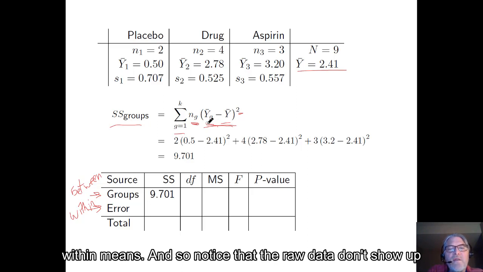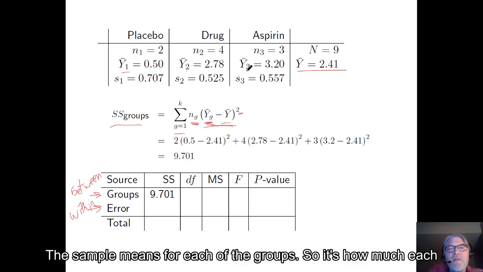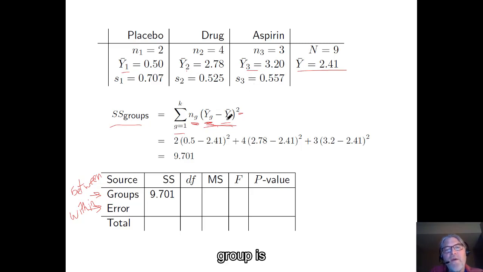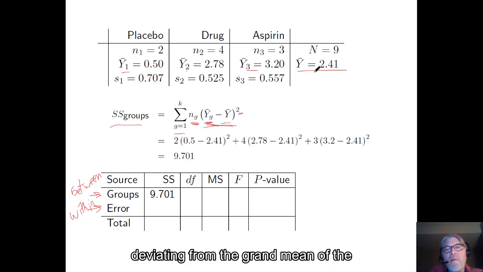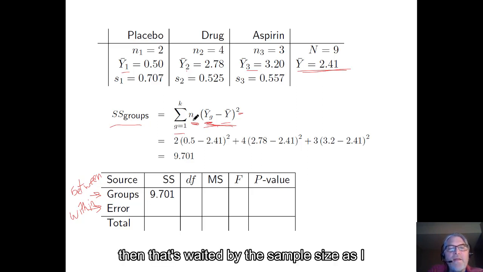And I mentioned that was calculated by looking at variation within means. And so notice that the raw data don't show up here. It's just the sample statistics, the sample means for each of the groups. So it's how much each group is deviating from the grand mean of the data. And then that's weighted by the sample size, as I mentioned.